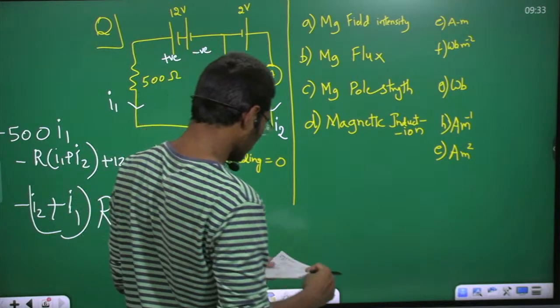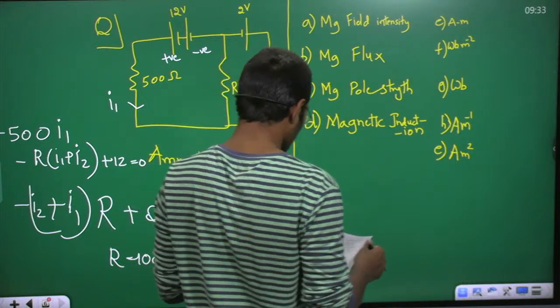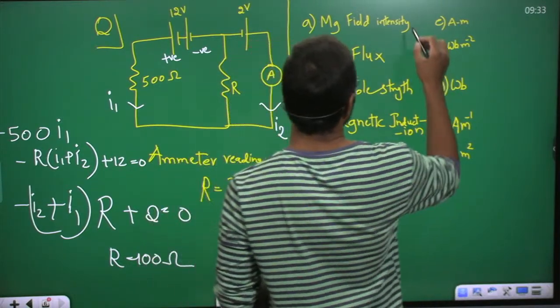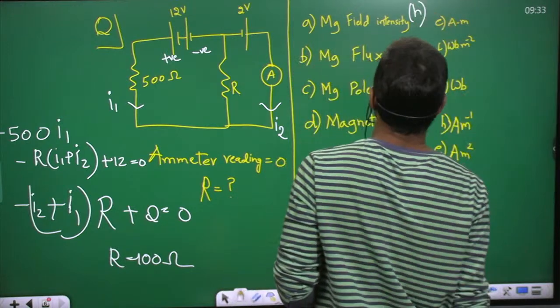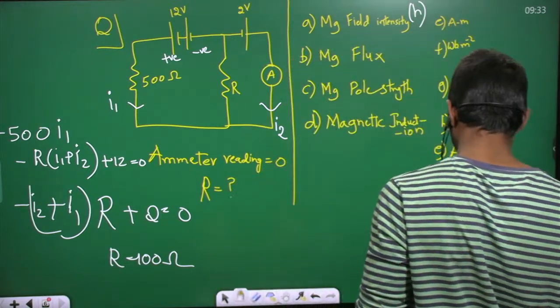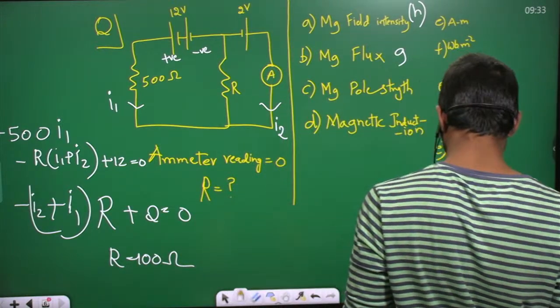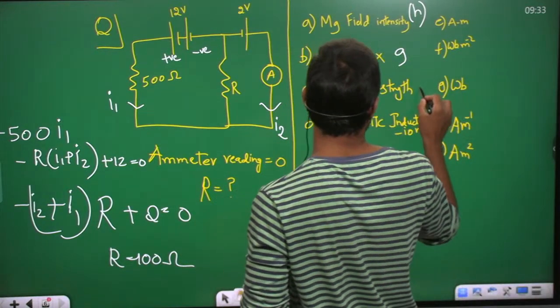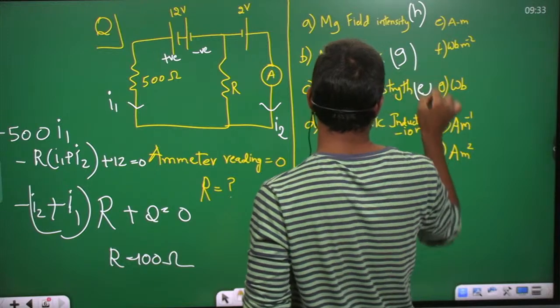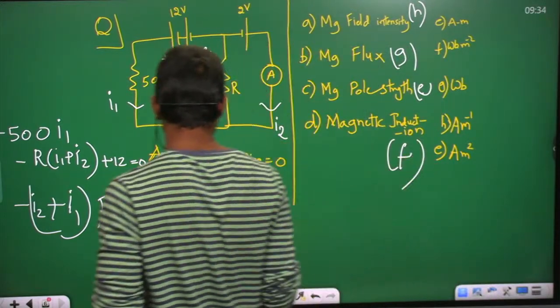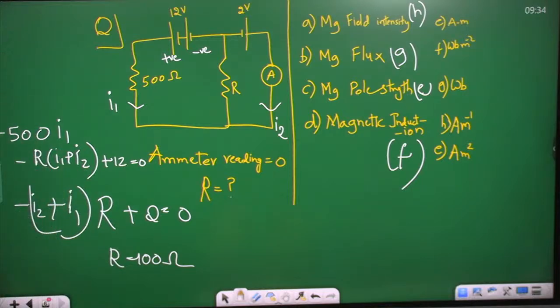So how about this? Magnetic field intensity, ampere per meter, right? So H. Magnetic flux, Weber, okay, G. Magnetic pole strength, ampere meter, E, okay. What is magnetic induction? Weber per meter square, right? F. Yes, Lakshmi Priya 100, come on.